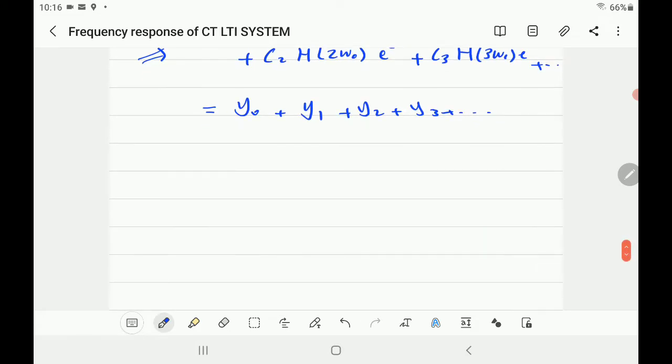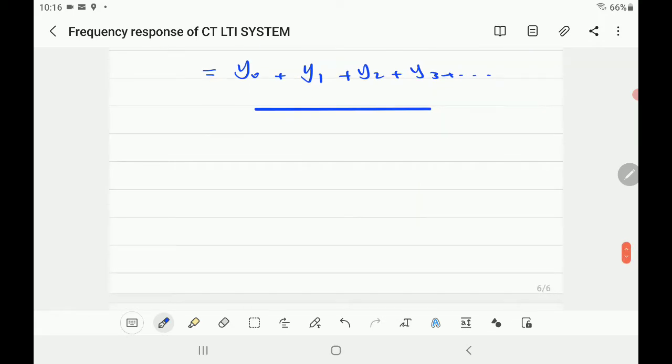Let's take a numerical example so you can feel how to do that. All right, let's now assume that the input is a square wave, and we'll sketch the input here.